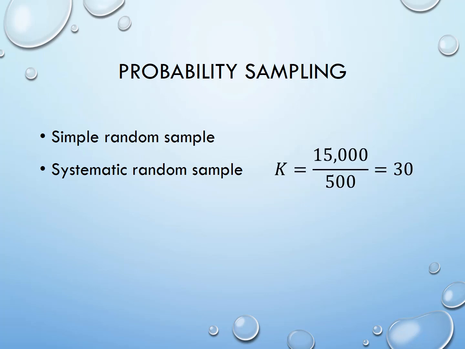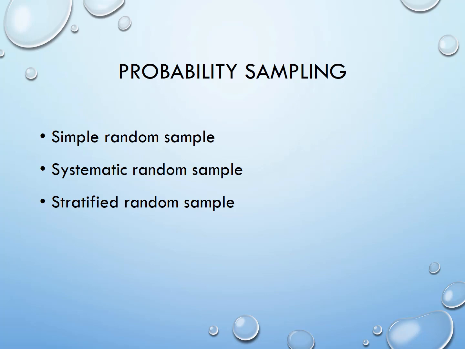Let's assume we have a population of 15,000 and we want to have a sample of 500. So we divide 15,000 divided by 500 and we get k as 30. So now we would choose our first student at random and then we would select every 30th student after that until we reach our 500, our sample that we want.